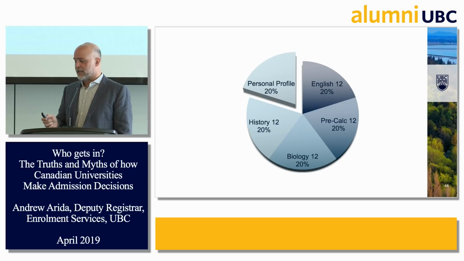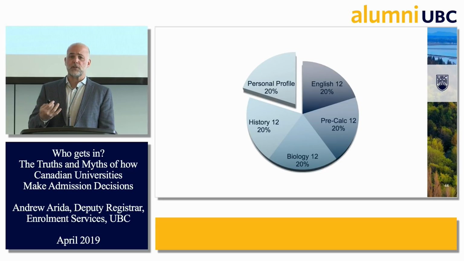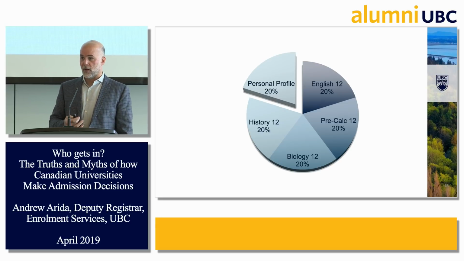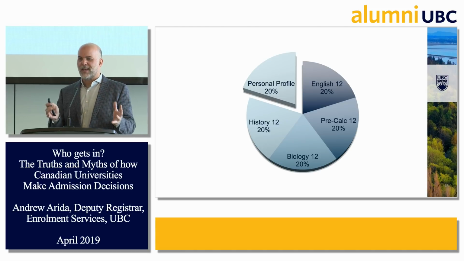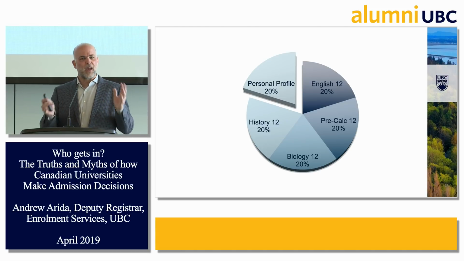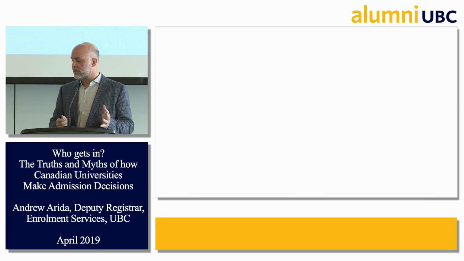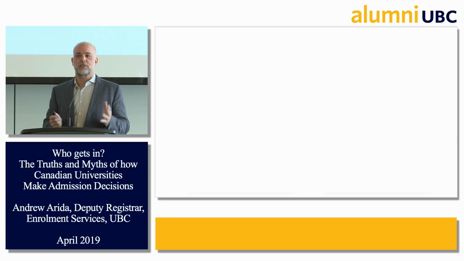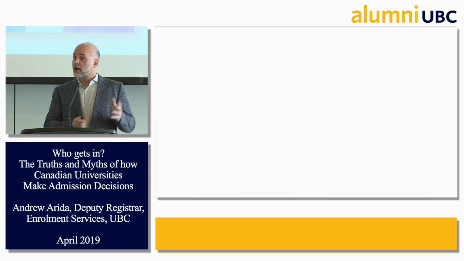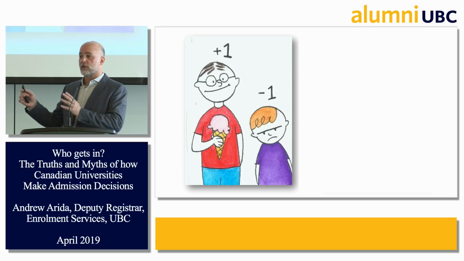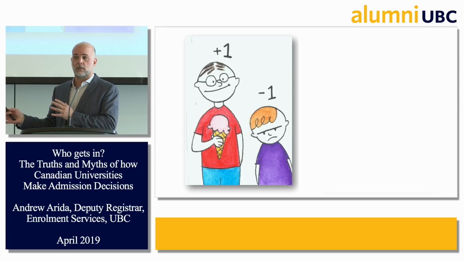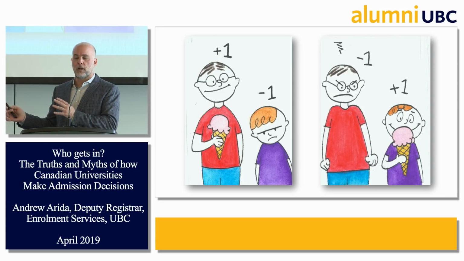The problem here is this. When we first at UBC brought in the personal profile, everybody thought it was great. You're looking at the whole student, you're getting to know the individual, you care about more than just grades, which is terrific. The problem is this, though. University admissions is a zero-sum game. So for every student I admit based on the strength of their personal profile, there is a student that I do not admit who would have gotten in on grades alone.